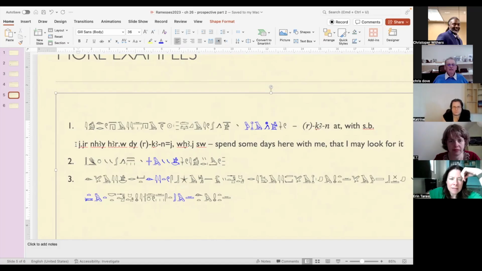You wish you were to say please, but he actually puts that in the imperative. And the imperative gets that little pathetic yod. I wasn't thinking about that myself. But that's the difference between the two forms. It's that funny extra little vowel. So this is actually the imperative. So yeah, it's basically spend some. Actually, that's not Wenamun speaking. It's the chief of the town speaking to him. Spend some days here with me that I may look for it.